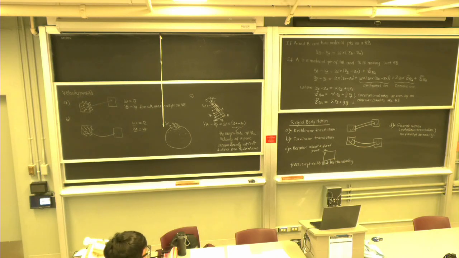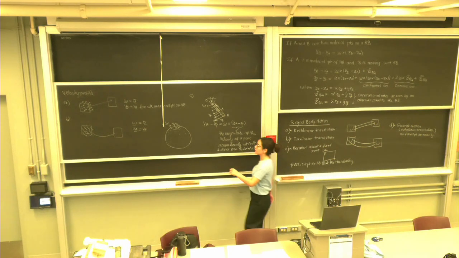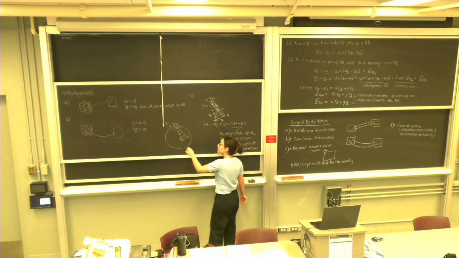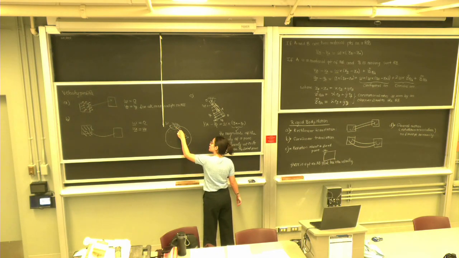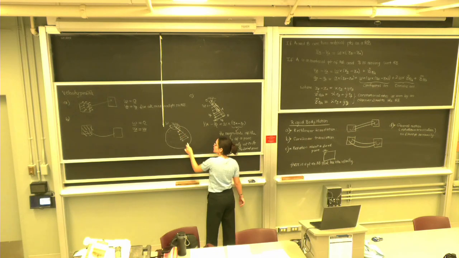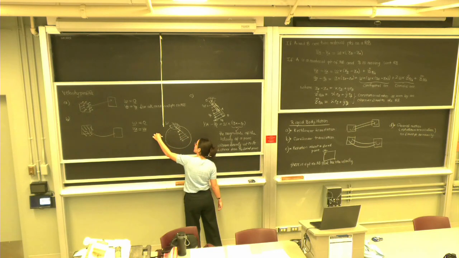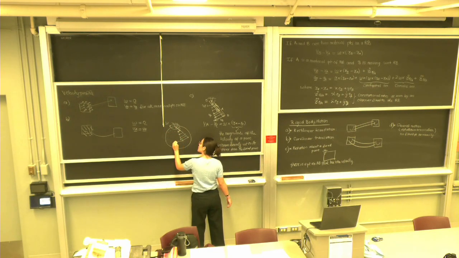So maybe I'll help you out. If I'm looking at this point, this is the position vector from the origin to this point. The velocity is going to be perpendicular to that position vector. Okay? And its magnitude is going to be proportional to the distance. So if I look at other points on the same line, these are their velocities. Perpendicular to the position vector from the origin to the point, and proportional to the distance. And if I look at points at the same distance from the fixed point, then they have the same velocity.